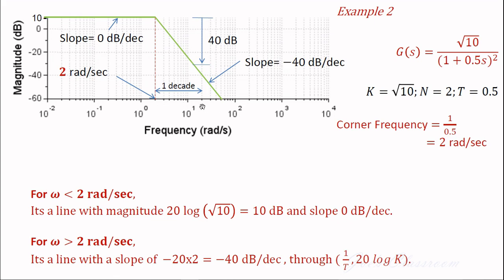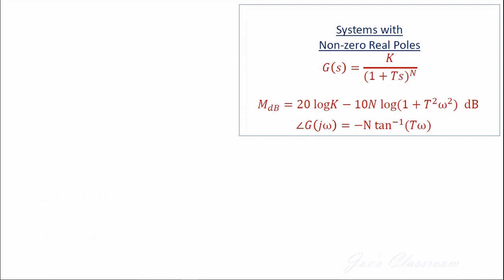Fine. So this is how you can sketch the asymptotic Bode plot for any transfer function with poles at some non-zero values. Having understood this, let us now move on to understand systems with zeros at non-zero values, not at the origin, non-origin zeros. Okay, so this is the expression we have already seen. This is for the poles.